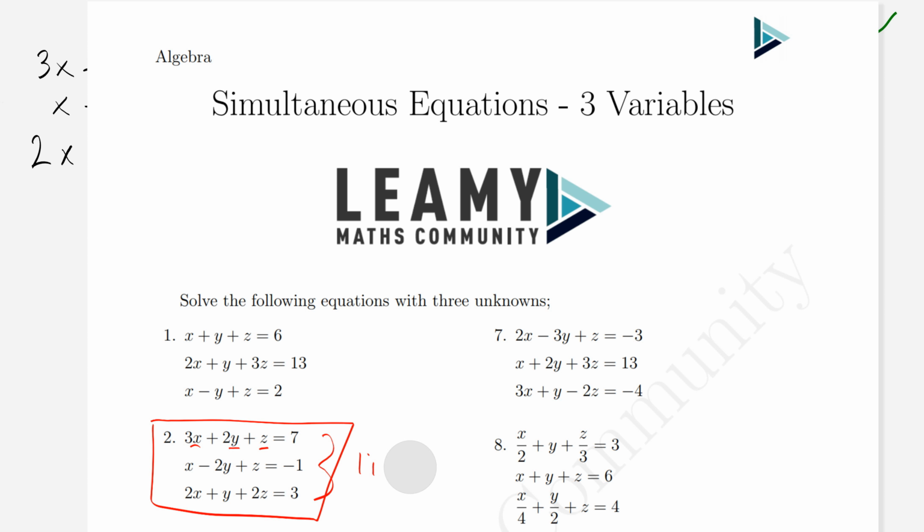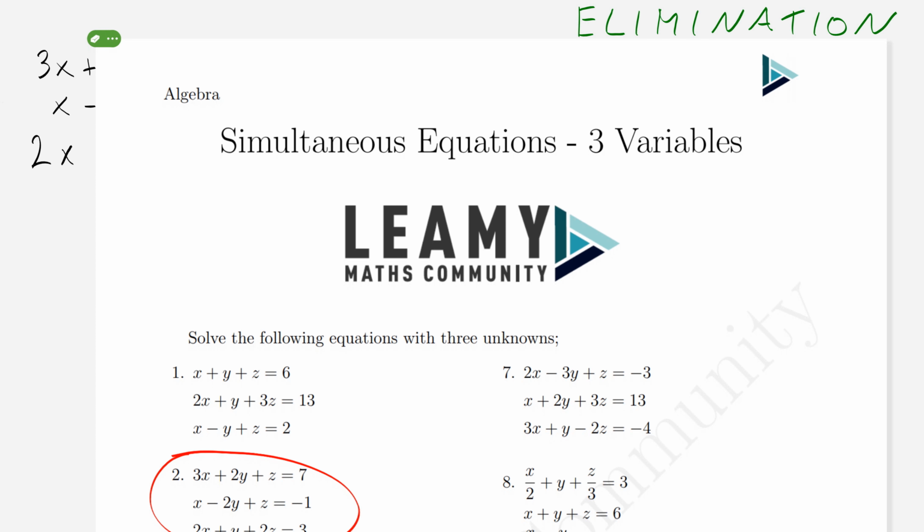So we're just going to look at a method of how to solve these. I'm going to do question 2 for you. And the method we're going to use is the method of elimination. All right, so you've seen this method before where you had two equations and two variables. We're just extending this method to having three equations with three variables. So let's have a look at question 2 here.